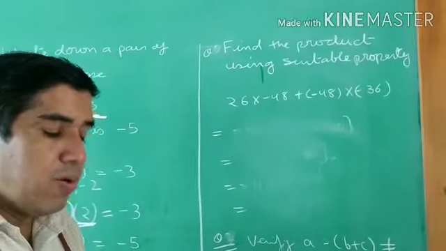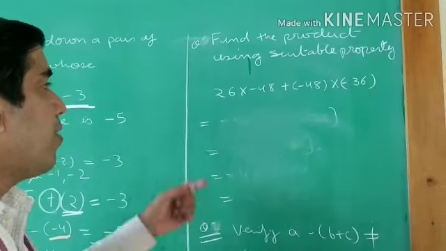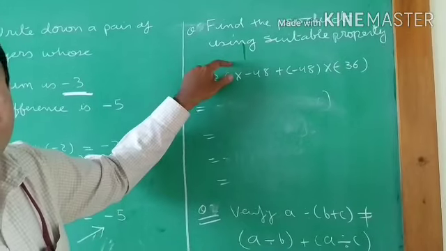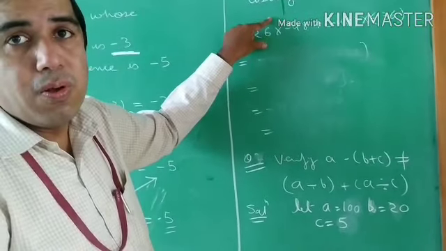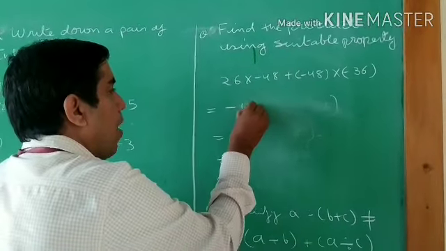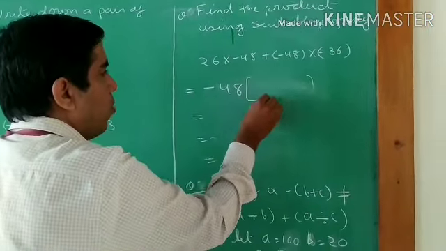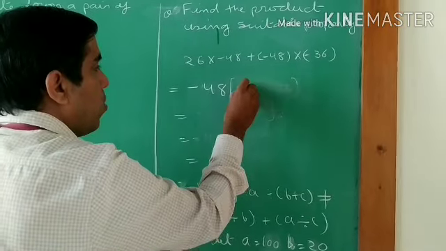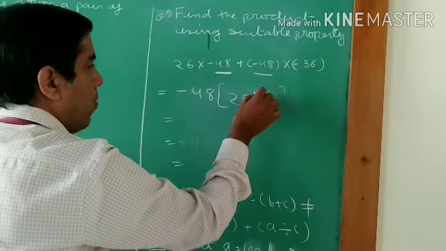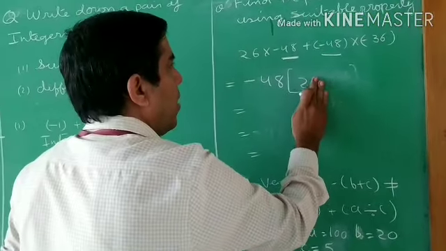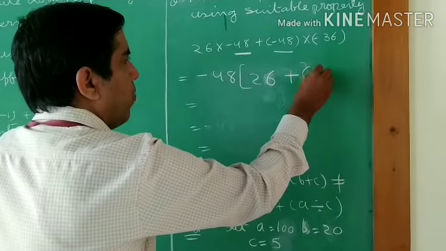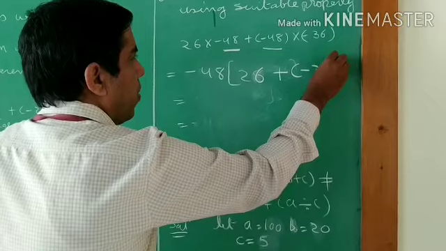Now find the product by using a suitable property. In this question mostly students make mistakes. Students just multiply and do the addition. Actually, what they wrote here, by suitable property, means you have to use a property compulsorily. So I am going to use the property. First I will take the common factor if possible. You can see the common number here is 48. So I will take 48 common, and here comes -26, and here it comes plus -36.